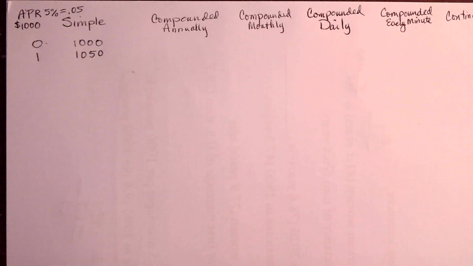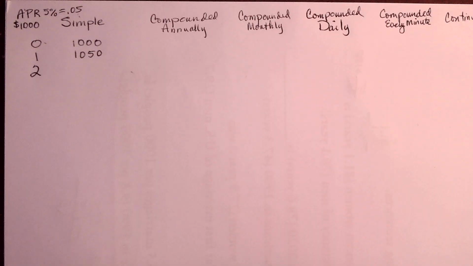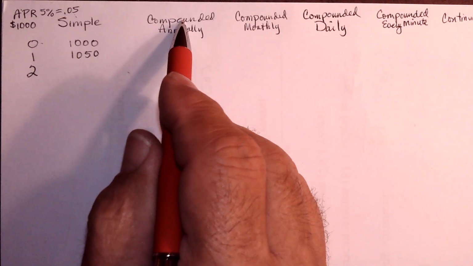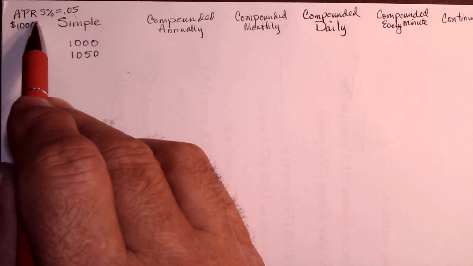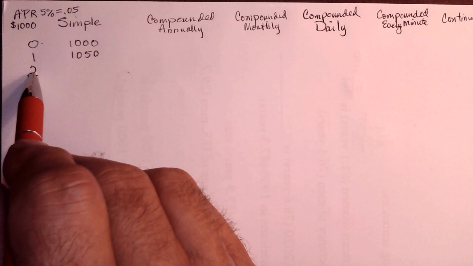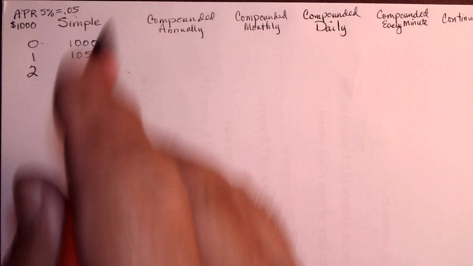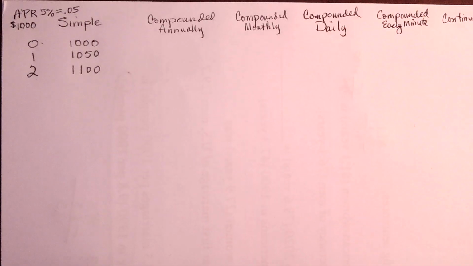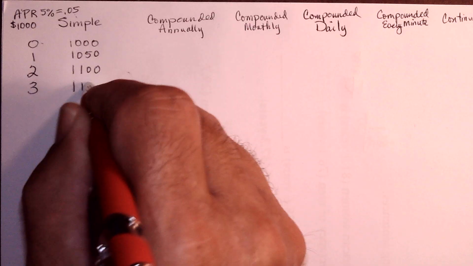1,050. And after 2 years, seems like we should have 0.05 times this, but that's compounding. Simple interest, you just get the same interest that you got on the original balance again the next year. So after the second year, you would get $50 more, which would be $1,100. And then after 3 years, at $50 more, $1,150.